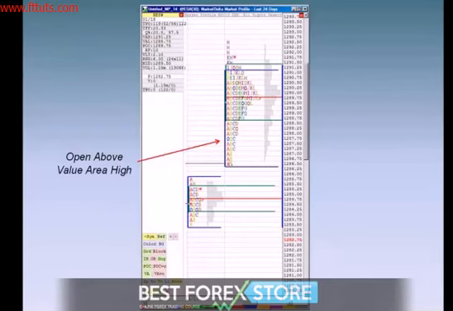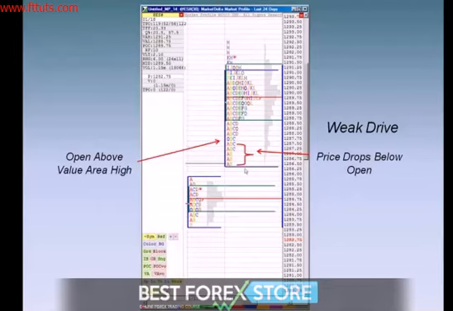Most traders would have thought that we were going to get a directional up movement at that point, but really what happened is we ended up in a slightly higher value area and did not get much of a directional move at all. This tells us from the onset that this was a very weak drive because actually price drops well below the open.